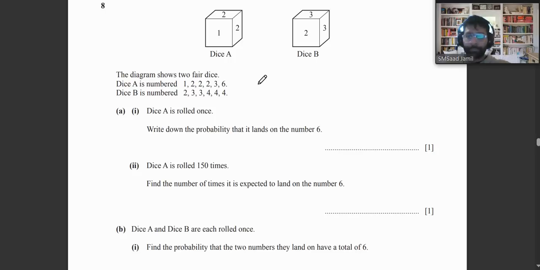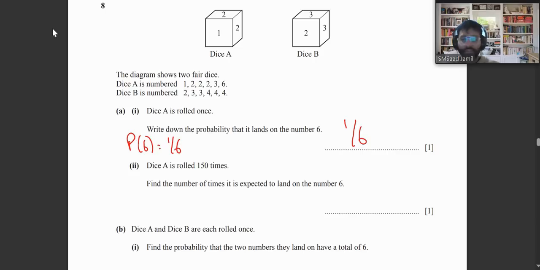In question 8, it says the diagram shows two fair dice. Dice A is numbered 1, 2, 2, 2, 3, 6. Dice B is numbered 2, 3, 3, 4, 4. Dice A is rolled once. Write down the probability that it lands on the number 6. In dice A, there are a total of how many numbers? 1, 2, 3, 4, 5, 6. And the number 6 is just shown once. So the probability of getting a 6 is 1 upon 6, because there are 6 total numbers and the number 6 itself comes once.